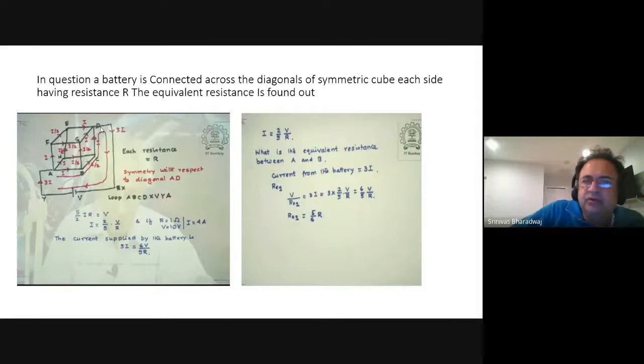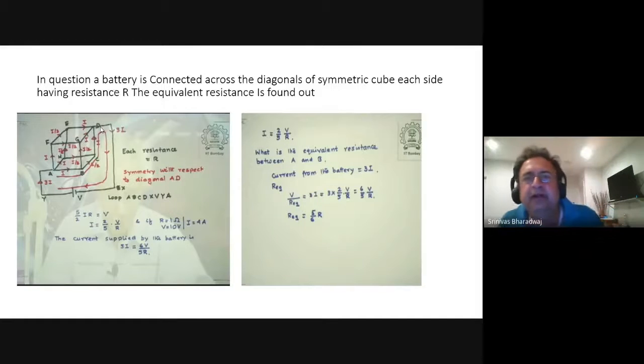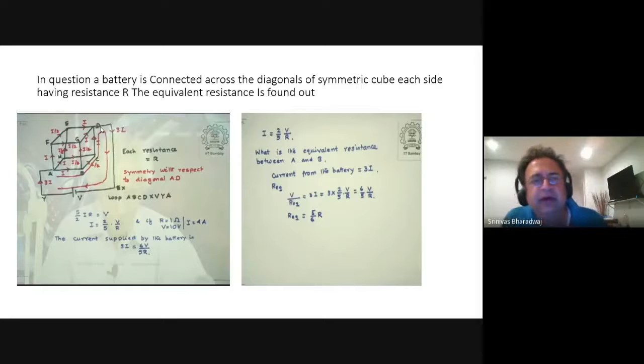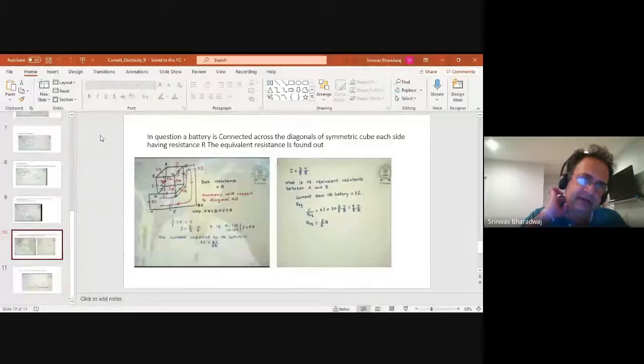Okay, so we will go over this in more detail next class because it's not so straightforward, right? So what is the equivalent resistance between points A and B? Is 5 by 6R if each of those resistances is R. Okay, so I will discuss that again next class. This is not so straightforward, and we've come to the end of this lecture.